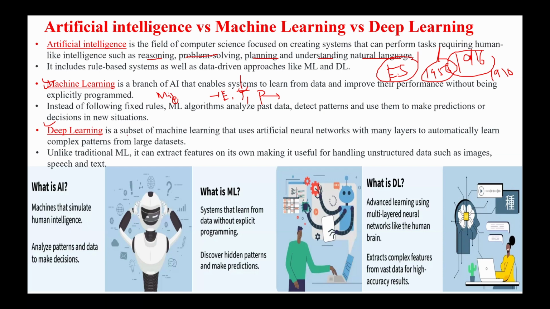Now people are using deep learning, and deep learning is more popular in Japan, South Korea, and China. They were using it in 1998, but people in India started coming around 2010 or late 2010. So deep learning is a subset of machine learning that uses an artificial neural network with many layers to automatically learn complex patterns.